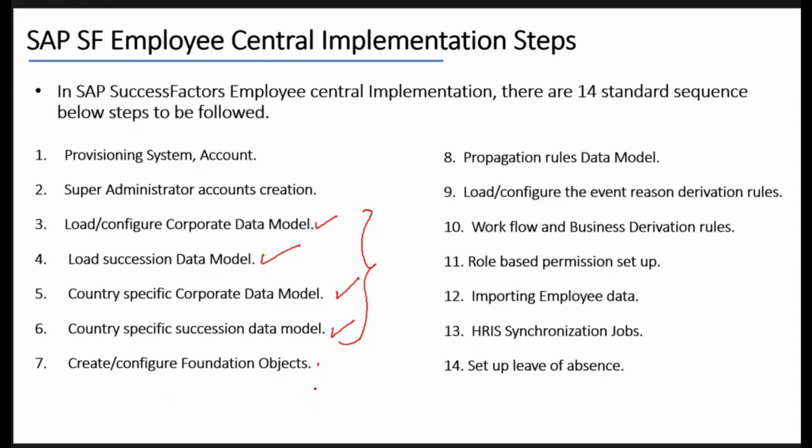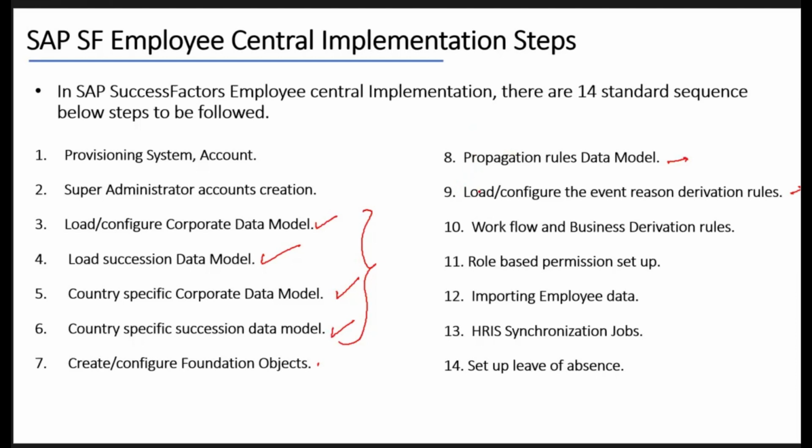And the eighth step we should follow is the propagation rules data model. We will understand this one. And coming to the ninth step, load or configure the event reason derivation rules. So these are all XML based data models. Propagation rules are nothing but when you make one change for the legal entity, all the related objects which are created should get updated according to the change. So that is called propagation. If I change the company name or location, the respective foundational objects or other related information should also get updated based on that. So that is called propagation rules. We will see these propagation rules in great detail.